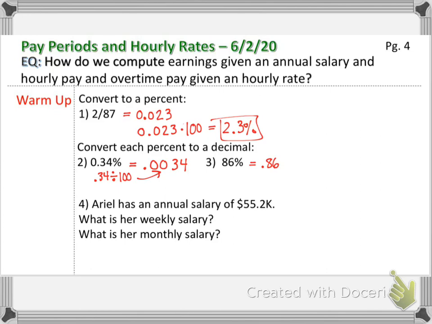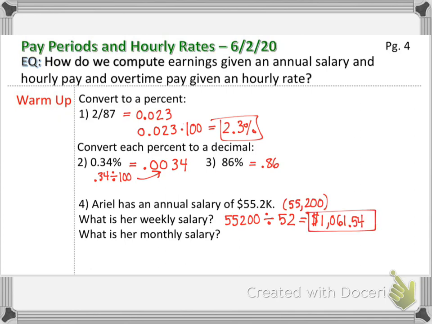Number 4, we have Ariel has an annual salary of 55.2K. And again, remember this just means 55,200. Okay. What is her weekly salary? So you're going to take 55,200 and divide it by, since we're talking about weeks, there's 52 weeks in a year. So 55,200 divided by 52 would give you 1,061 and 54 cents. Okay, so that would be that result.